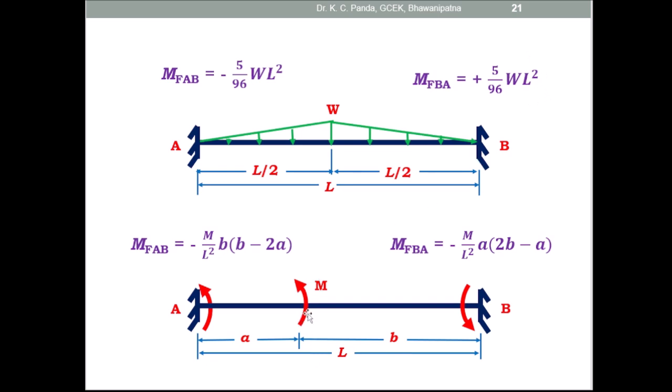Similarly, here an anti-clockwise moment M is applied at a distance small a from the support A, and due to this moment the fixed end moment induced at the end of the member MFAB is equal to minus M by L square b into (b minus 2a), and MFBA is equal to minus M by L square a into (2b minus a). So these are the fixed end moments you have to remember when you find out the fixed end moments.